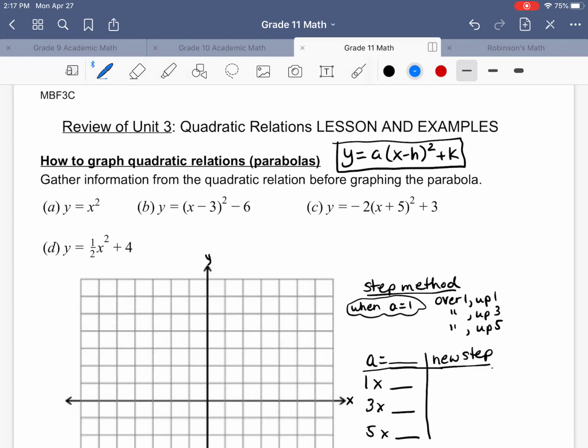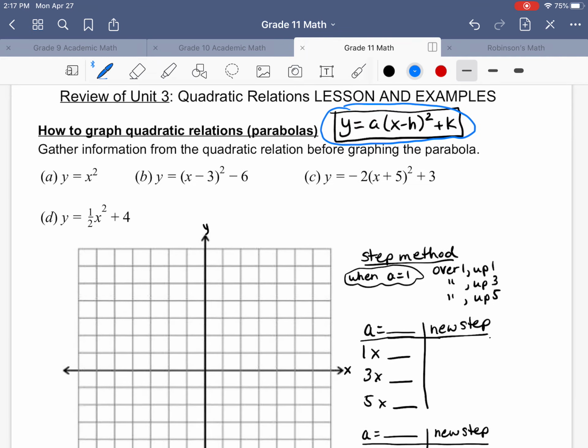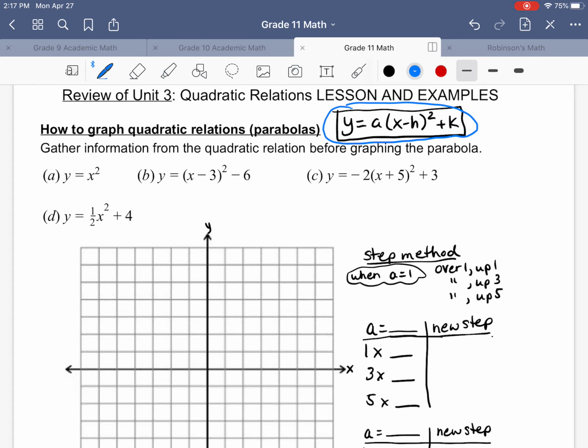We are going to start our review of Unit 3, Quadratic Relations, by looking at how to graph a quadratic relation. And once they are graphed, we call those shapes parabolas. We are going to be using the vertex form of a quadratic relation to graph. So what we want to do before we actually graph is gather information from the quadratic relation.